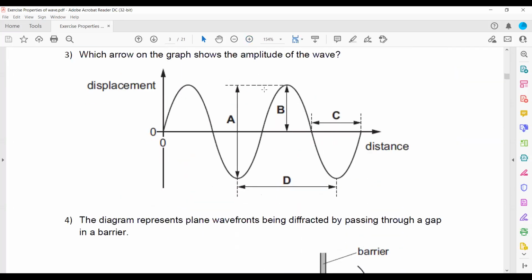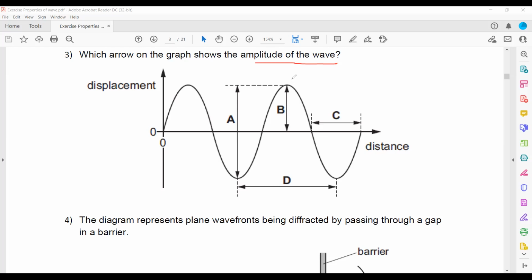In question 3, which row on the graph shows the amplitude of the wave? So which one is representing the amplitude? Label A, B, C or D? You can use the chat to state the answer. Which one is representing the amplitude? A, B, C, or D?